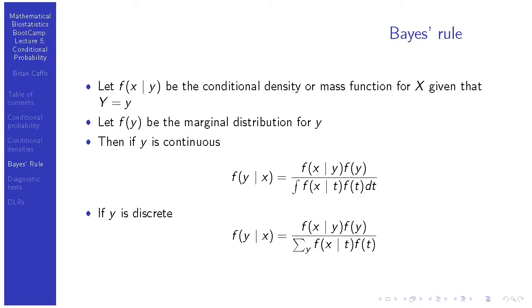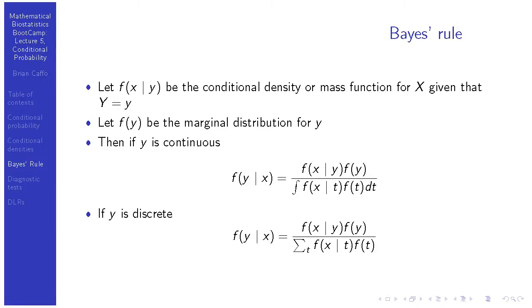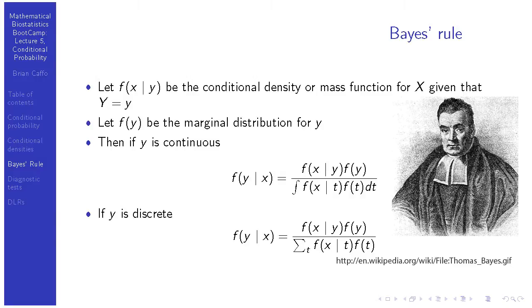Okay, welcome back, troops. This is Mathematical Biostatistics Bootcamp Lecture 5, and we're going to start talking about Bayes' rule. Bayes' rule is one of the most famous results in statistics. It comes from, I believe, a Presbyterian minister named Thomas Bayes, who wrote down the rule. I believe it was published posthumously much later, and it's an astoundingly simple rule that has incredible power to it.